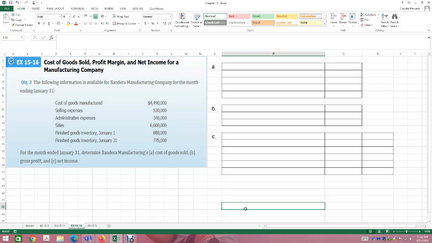Okay, so for the month ended January the 31st, we have to determine Bandera Manufacturing's A, cost of goods sold, B, gross profit, and C, net income. So this is a wonderful problem. It's going to allow us to calculate three different things. The first thing that we're going to do is calculate our cost of goods sold.